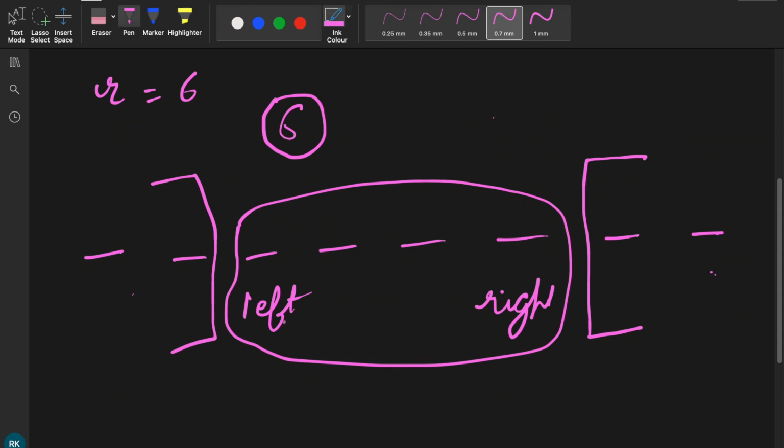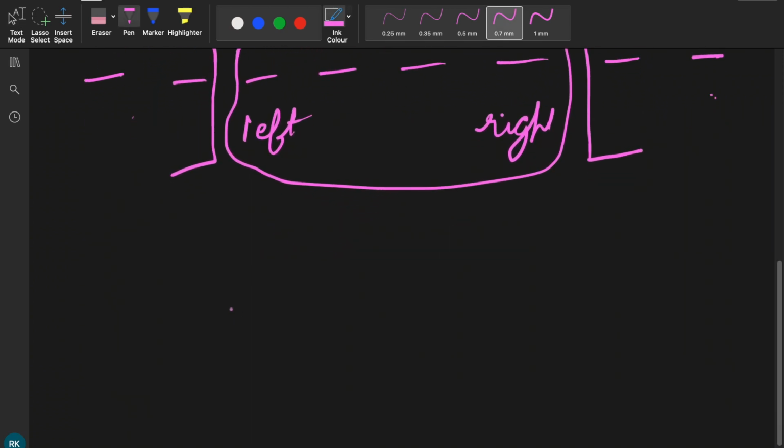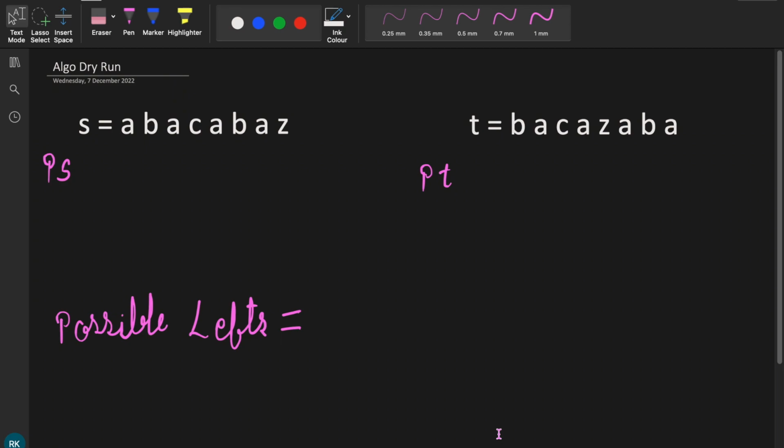Now let's understand how we will form the answer. We will have left and we will have right. So what we will do is build all possible lefts, and once we have built all possible lefts, we will get all rights, and for each particular right we will get the best left and form the answer. How will we do this? Let's understand in the dry run. So we have these 2 strings s and t, and what we will do is build all possible lefts.